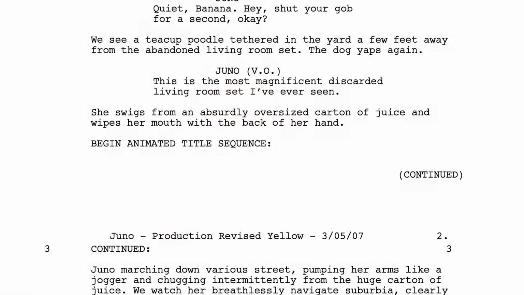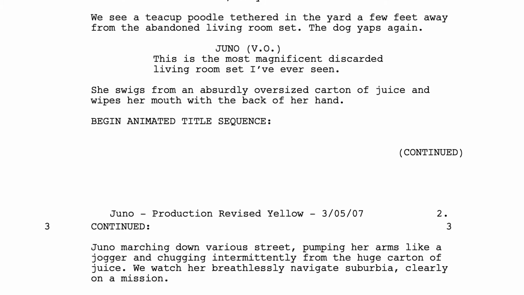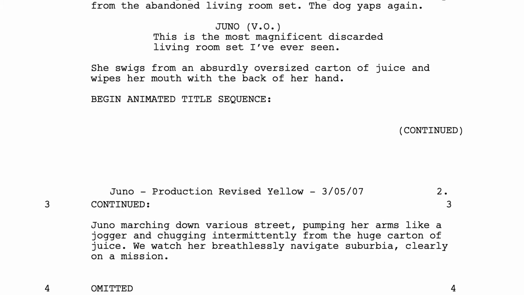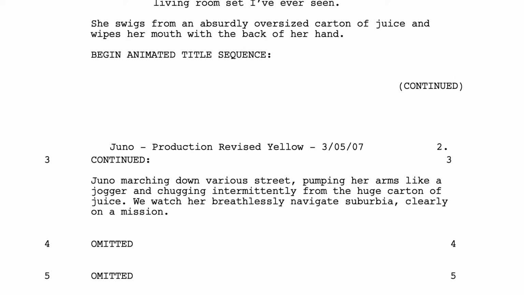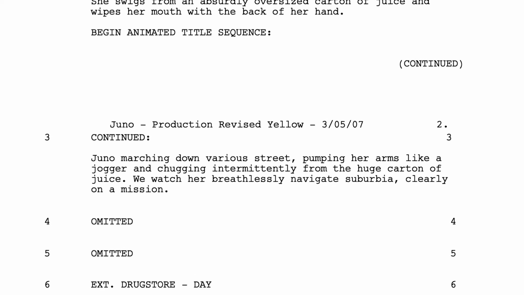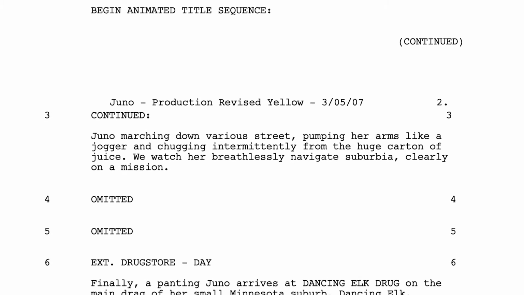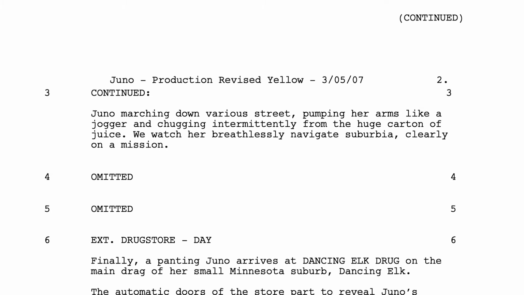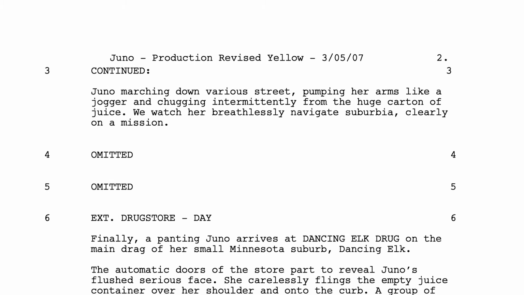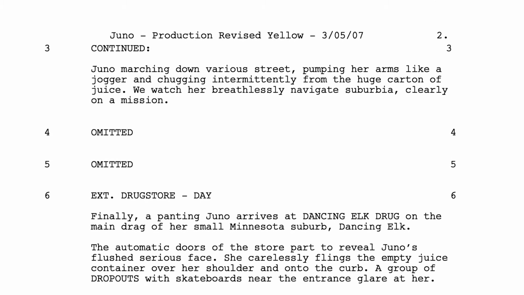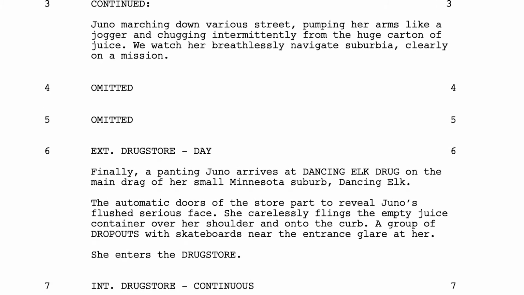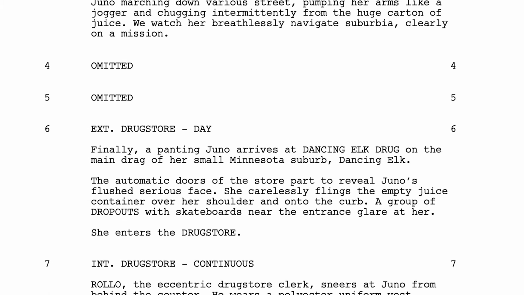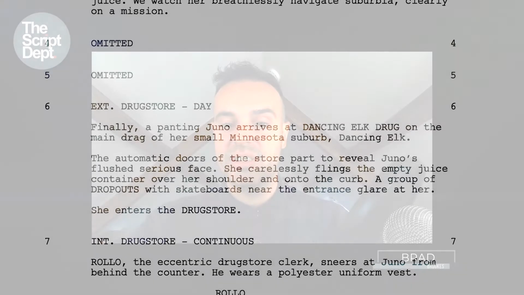She swigs from an absurdly oversized carton of juice and wipes her mouth with the back of her hand. Juno marching down various streets, pumping her arms like a jogger and chugging intermittently from the huge carton of juice. We watch her breathlessly navigate suburbia, clearly on a mission. Scene 6. External drugstore, day. Finally, a panting Juno arrives at a Dancing Elk drug on the main drag of a small Minnesota suburb. The automatic doors of the store part to reveal Juno's flushed, serious face. She carelessly flings the empty juice container over her shoulder and onto the curb. A group of dropouts with skateboards near the entrance glare at her. She enters the drugstore.